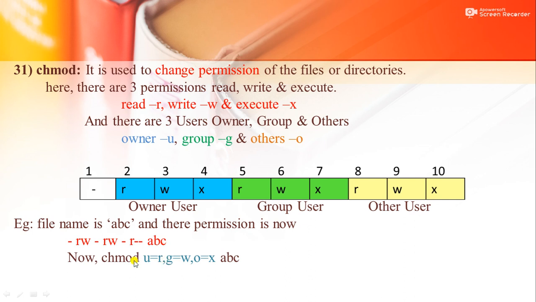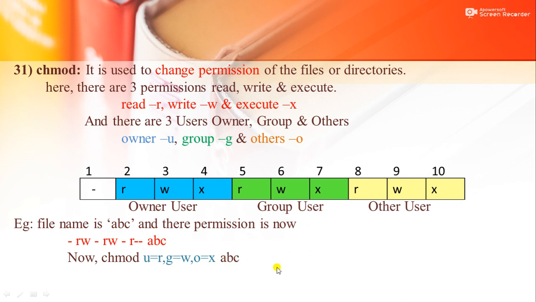So now chmod is used to change the permission. U stands for the owner. So here we have used u=r. That means the owner gets only read permission. Comma g=w. That means the group has only write permission. And o=x. That means other users have only execute permission. And over here ABC, that is the file.